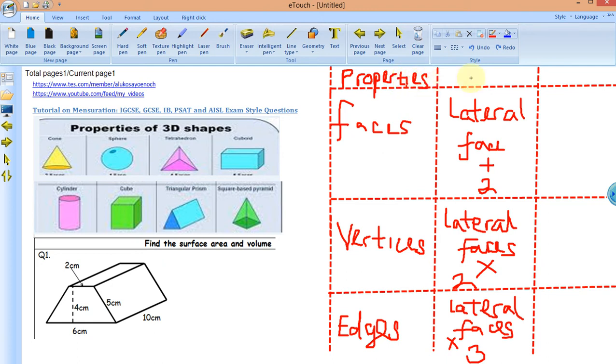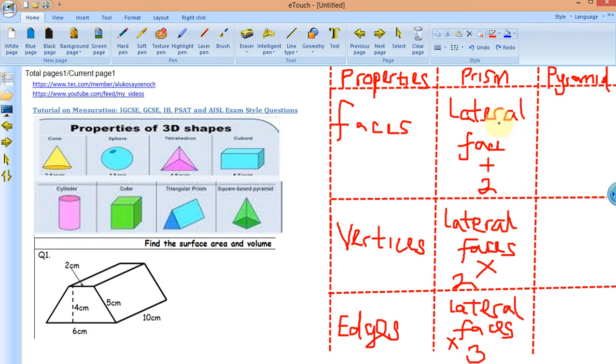Okay, so I want to use this for prism, and I'll use the second one for pyramid. So don't forget that a polyhedron is just a special type of prism or pyramid, guys. Because a polyhedron can be a prism and a polyhedron can also be a pyramid. Okay, so for pyramid, the number of faces will be lateral faces plus 1.